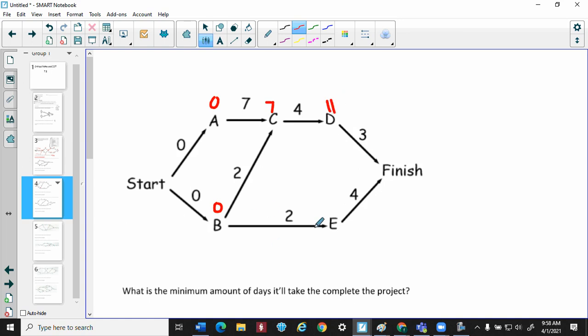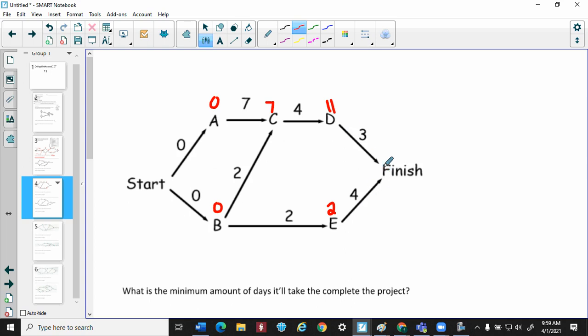Now let's go back to E here. And I always like to go by really order of the alphabet. It just makes life easy. B starts at the 0-minute mark, but if you notice, it's going straight to E. So E can actually start at the 2-minute mark. All right. Now, looking at the finish, again, it's got 2 arrows pointing to it.